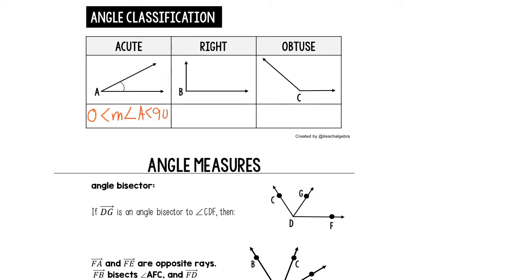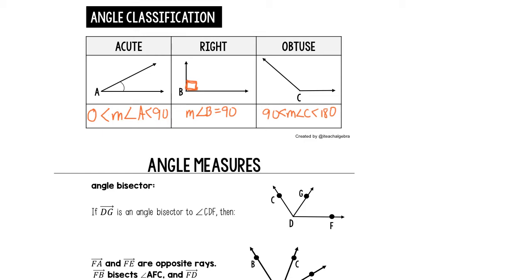A right angle gives us that little half box here, kind of a full box, but really a half box. And it's equal to 90. So the measure of angle B is equal to 90 degrees. An obtuse angle is greater than 90 and less than 180. So the measure of angle C is greater than 90 and less than 180 degrees.